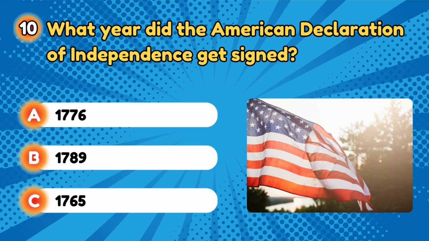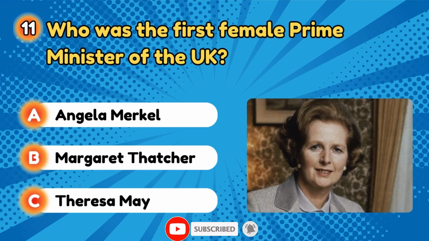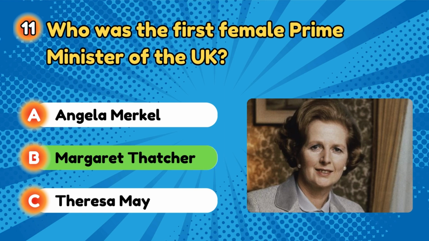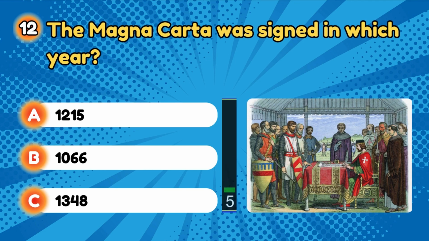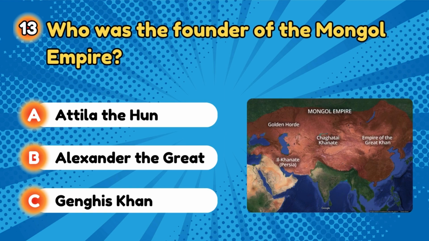Huns. What year did the American Declaration of Independence get signed? 1776. Who was the first female Prime Minister of the UK? Margaret Thatcher. The Magna Carta was signed in which year? 1215. Who was the founder of the Mongol Empire?